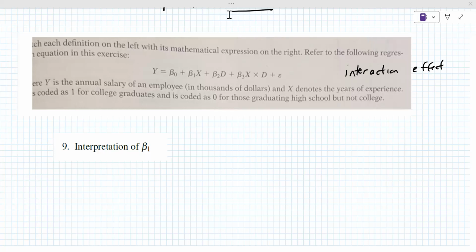Okay. So the B0, B1, B2, B3, they're coefficients you find in the regression model, and those are indicated. X denotes years experience. But where is D denoted, like in your notes or something? It's not here.